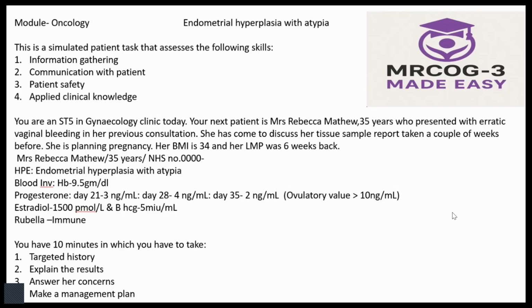You have to confirm her name, age, and NHS number, and see whether it's the same name or not. The histopathology report shows endometrial hyperplasia with atypia. On blood investigations, hemoglobin is 9.5, on the lower side, and progesterone has been given.